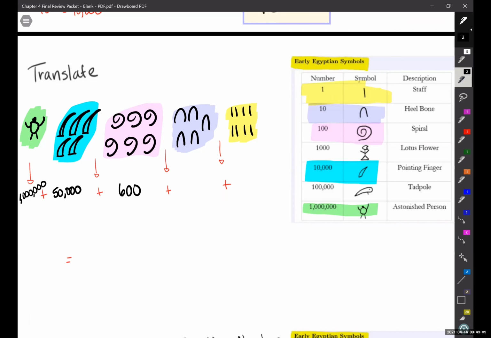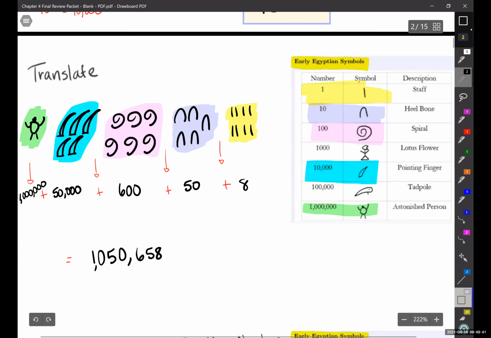Next up is this heel bone. Each stands for 10. We have 5 of them, so that's 50. Finally, we have the symbol for 1, and we have 1, 2, 3, 4, 5, 6, 7, 8 of them. Adding all these carefully together in our calculator, we would get 1,050,658. Do you all agree with that notation?